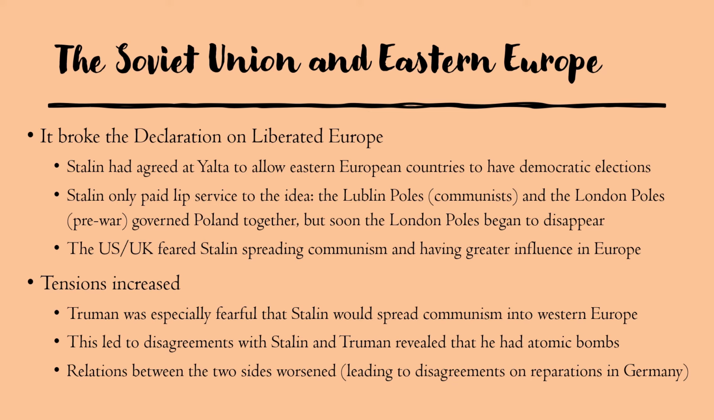Second effect was that tensions began to increase. So Truman, he was very fearful of Stalin. He was very fearful of communism, and there were disagreements between the two. They were much more opposed than Stalin and Roosevelt had been. Truman didn't give Stalin any benefit of the doubt, and as we saw, Truman revealed that he had atomic bombs at Potsdam, and relations just worsened. And this was the root cause of the disagreements at Potsdam. They hadn't agreed on the reparations in Germany. They'd fallen out about Eastern Europe. Truman really did not trust Stalin at all.